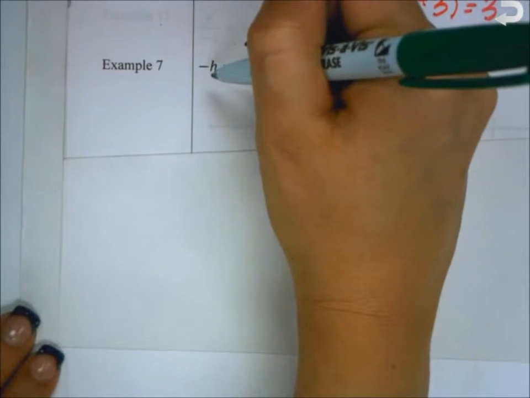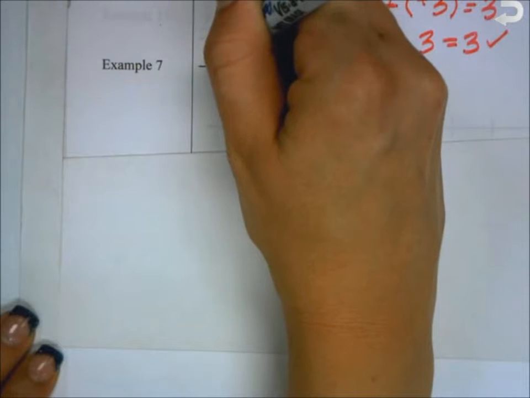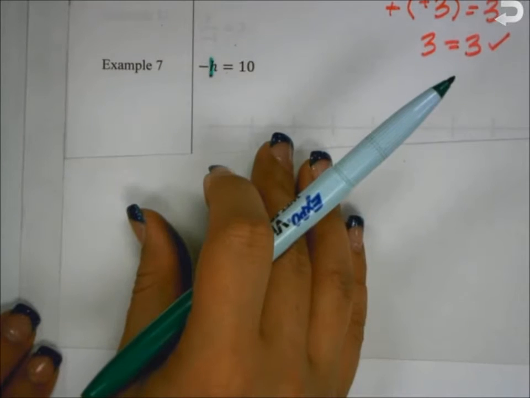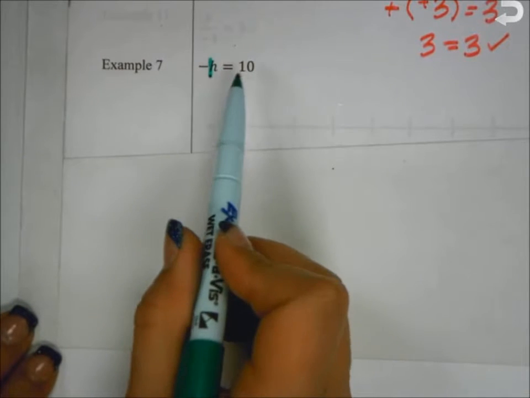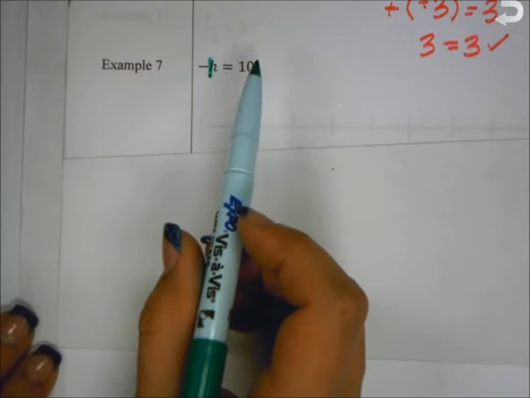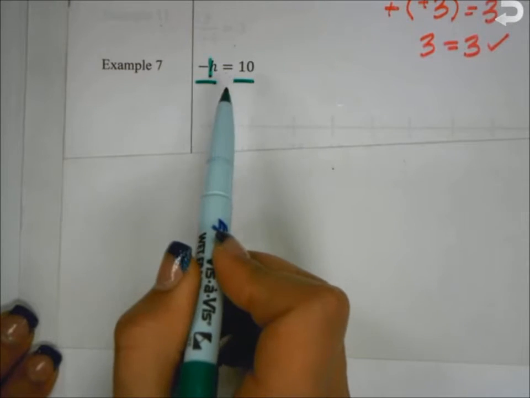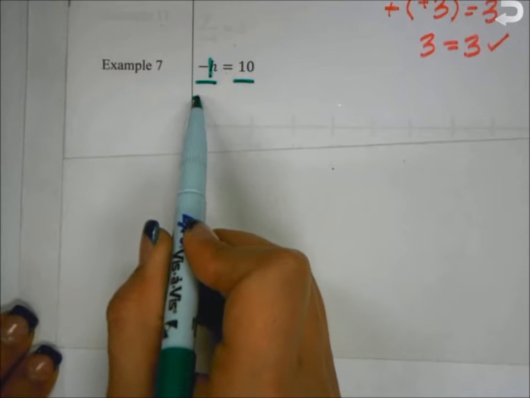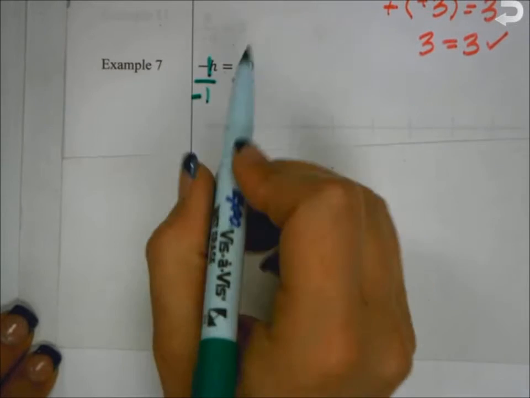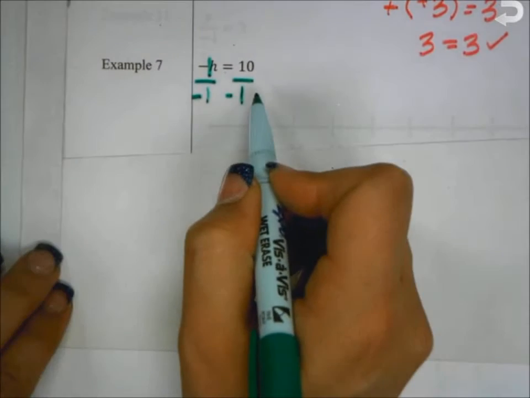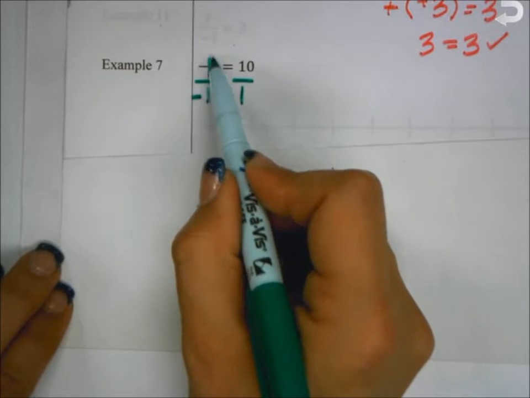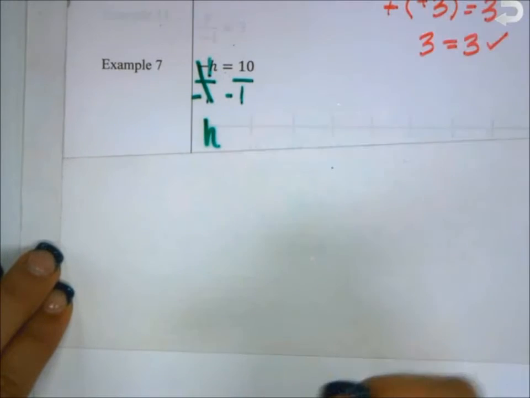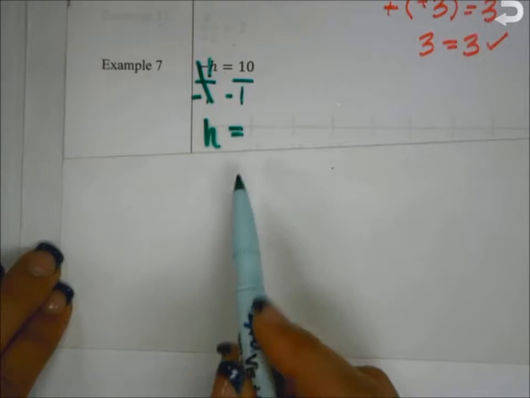So this is actually a negative 1 times h equals positive 10. So what am I going to do? Divide. What am I going to divide by? Not by 10. What's being multiplied by h? Negative 1. Why do we divide by a negative 1? Because negative 1 divided by negative 1 gives me positive 1. So we have just h equals positive 10 divided by negative 1. Negative 10.